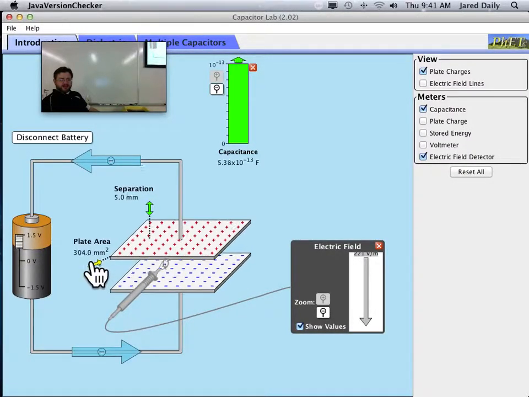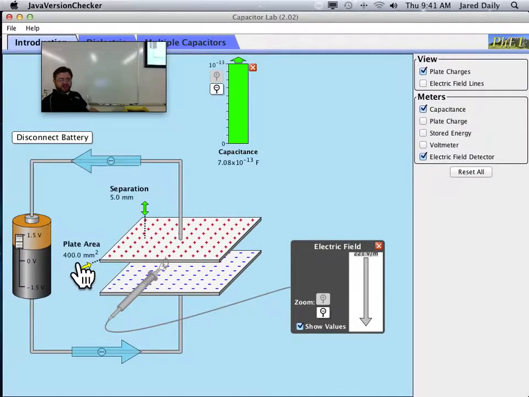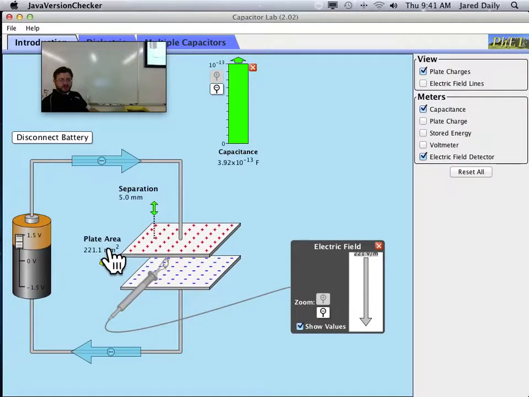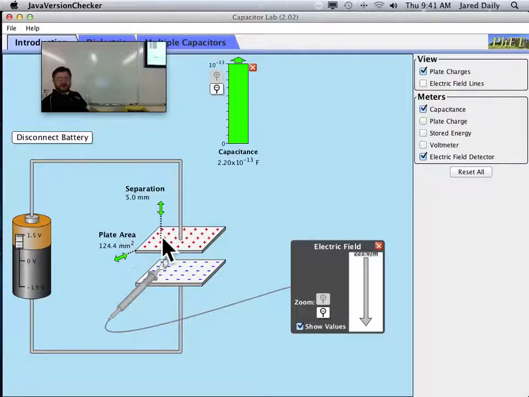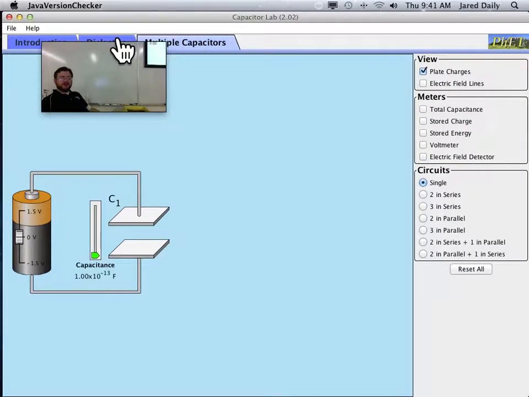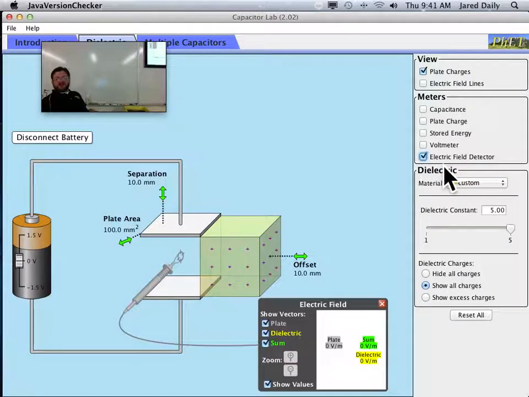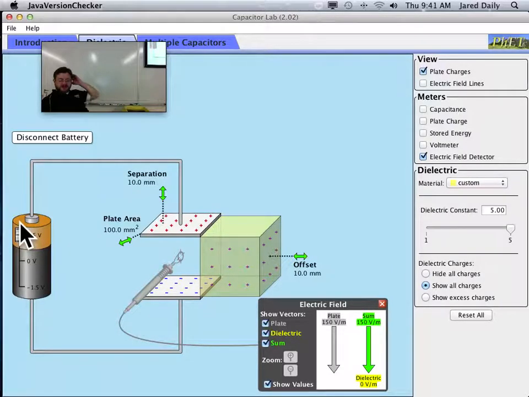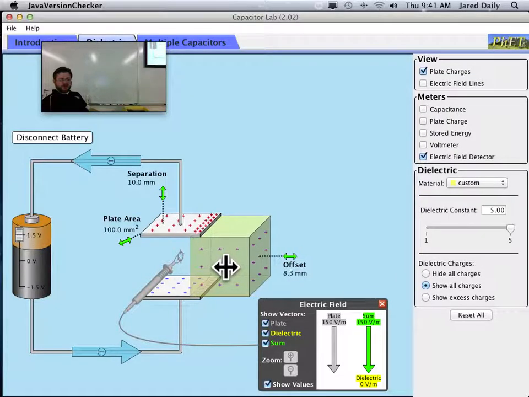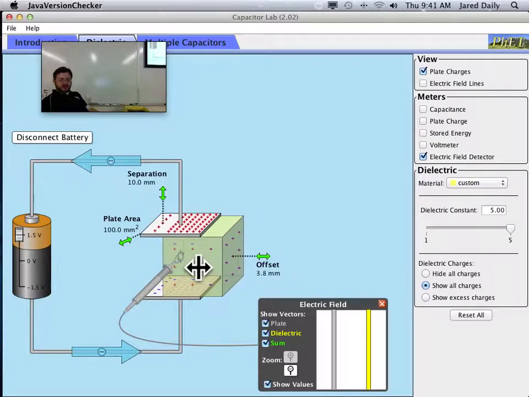If I increase the plate size, it doesn't change the electric field, it just changes how much charge I can store. Anyway, I suppose that's interesting. Put a dielectric in. Let's see what it looks like now. Electric field detector. So now our electric field, without the dielectric inside, is pretty strong, right? But then if we put our dielectric in now, what happens to the electric field?